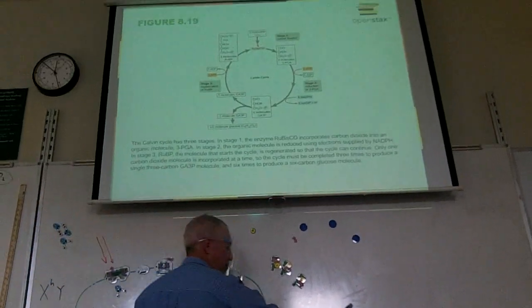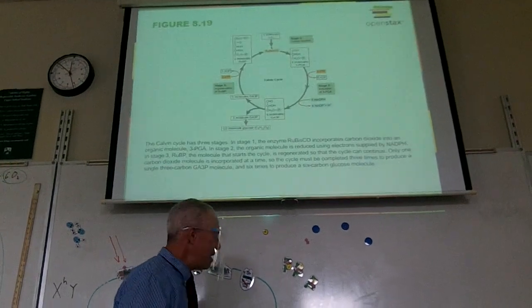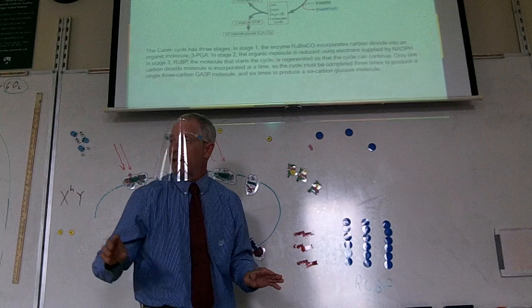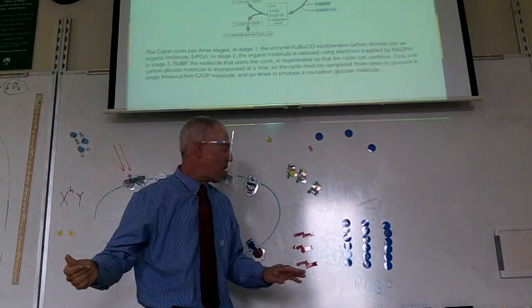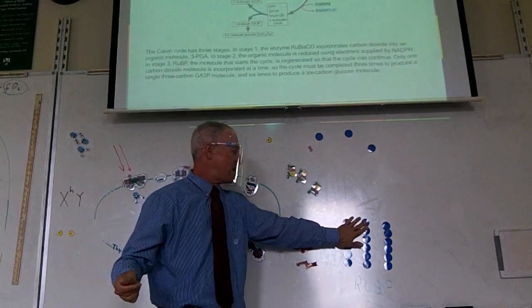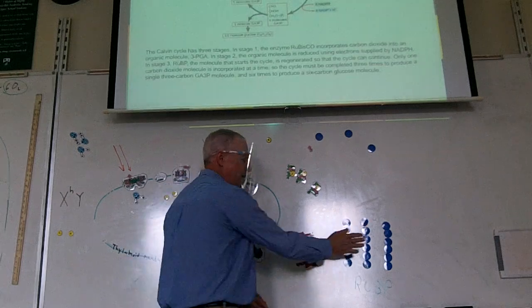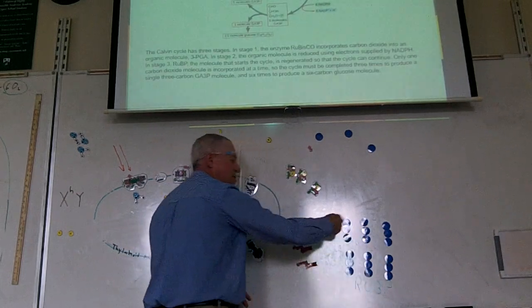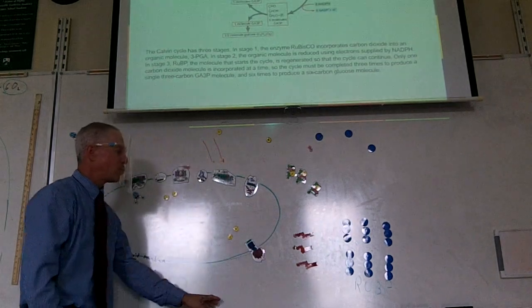We have 3 6-carbon molecules. Now, these 3 6-carbon molecules are very unstable. And as soon as they catch the carbon, Greta, are you with me? Yeah, I'm with you. As soon as they catch the carbon, these 6-carbon molecules break into 3-carbon molecules.